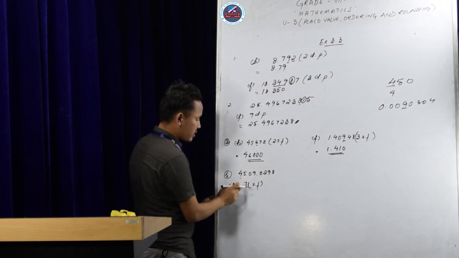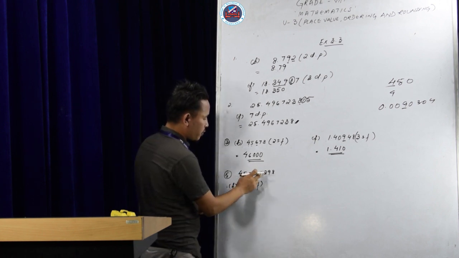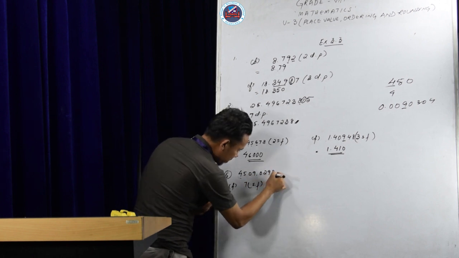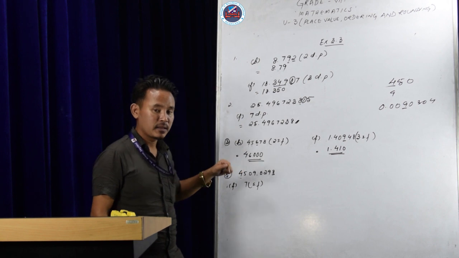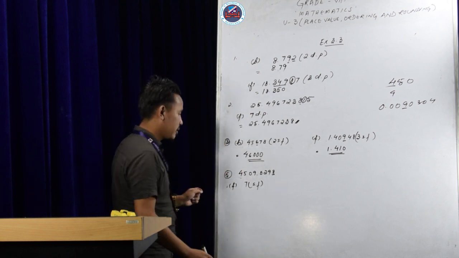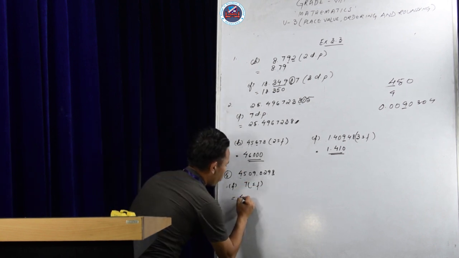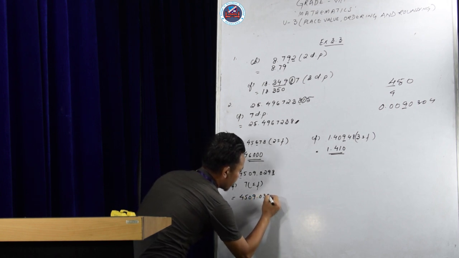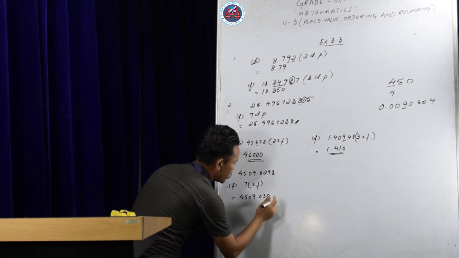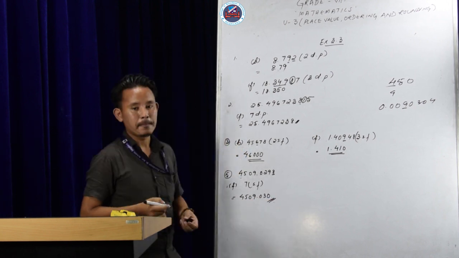Once again, 1, 2, 3, 4, 5, 6, 7. So here we have 8, which means it gets increased by 1. So this becomes 4509.030. 1, 2, 3, 4, 5, 6, and 7. That's it.